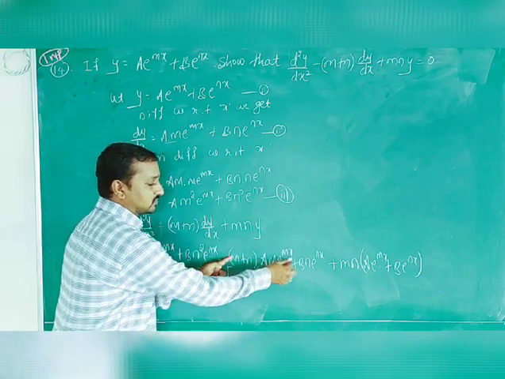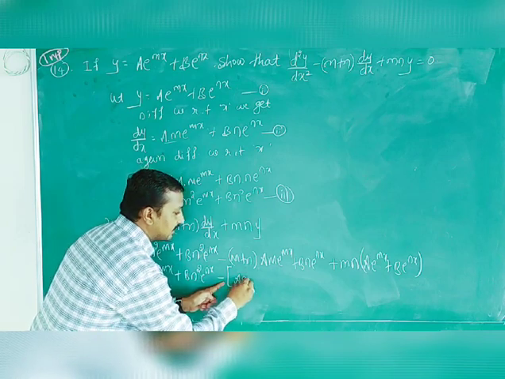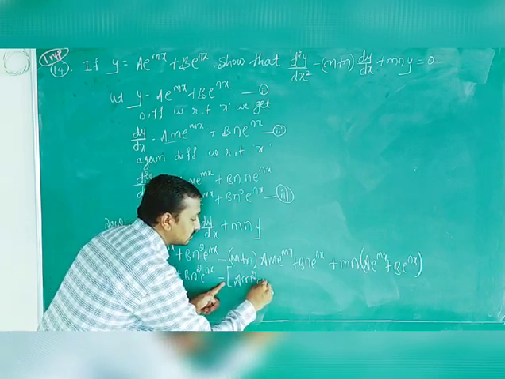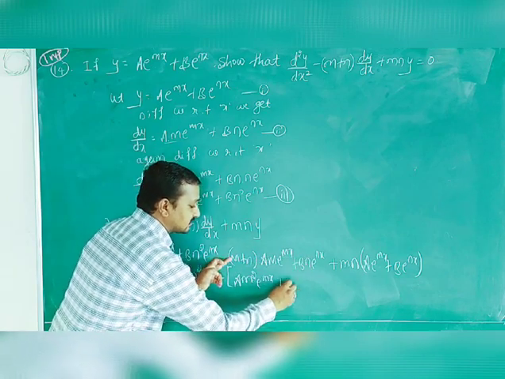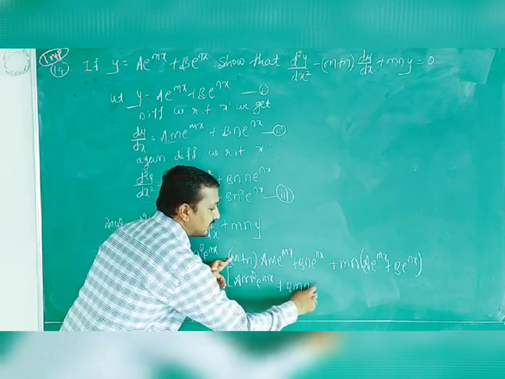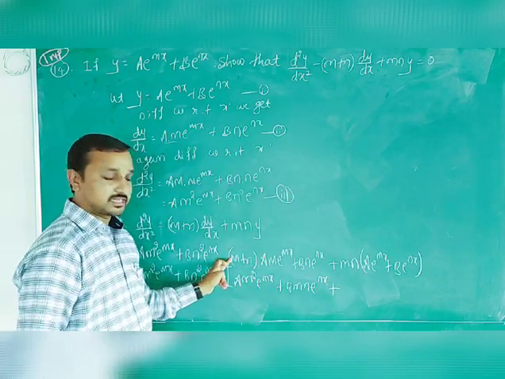First we multiply m to these two terms. m into a m e raised to mx is a m square e raised to mx. So m into the second term plus b m n into e raised to nx, and this term should be over.